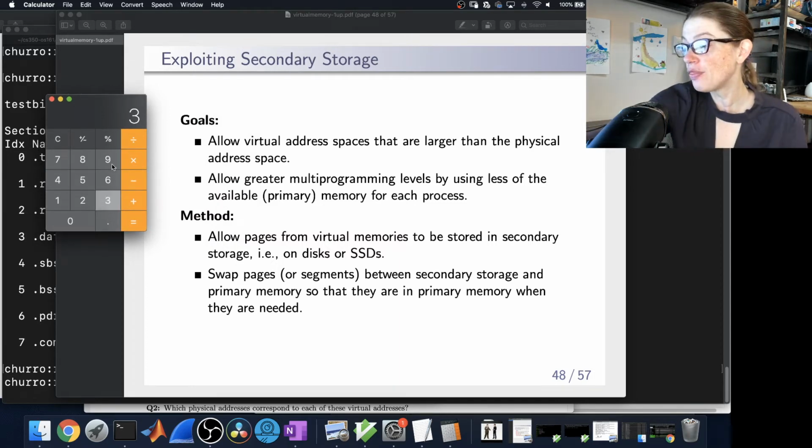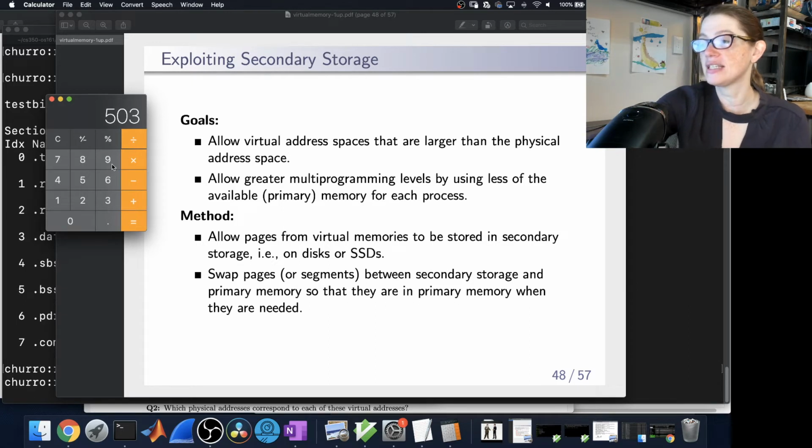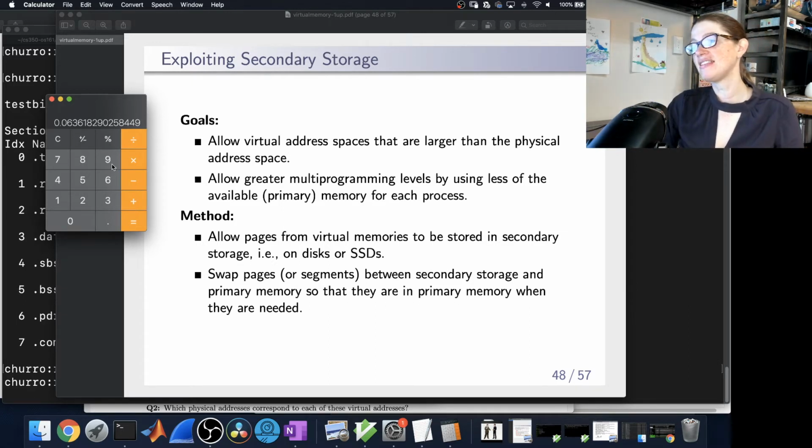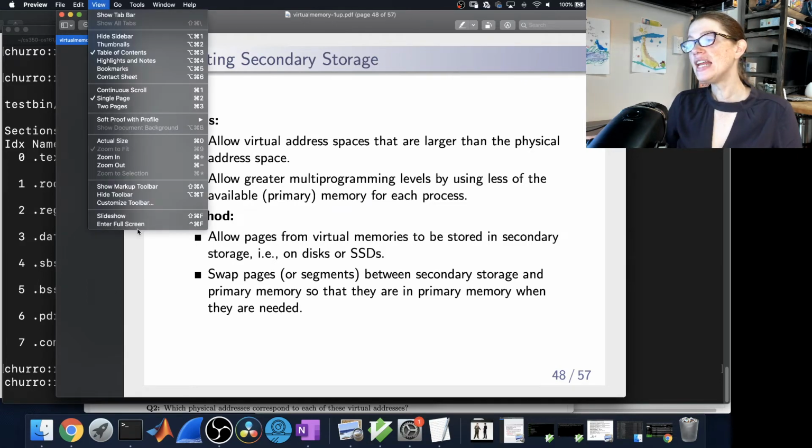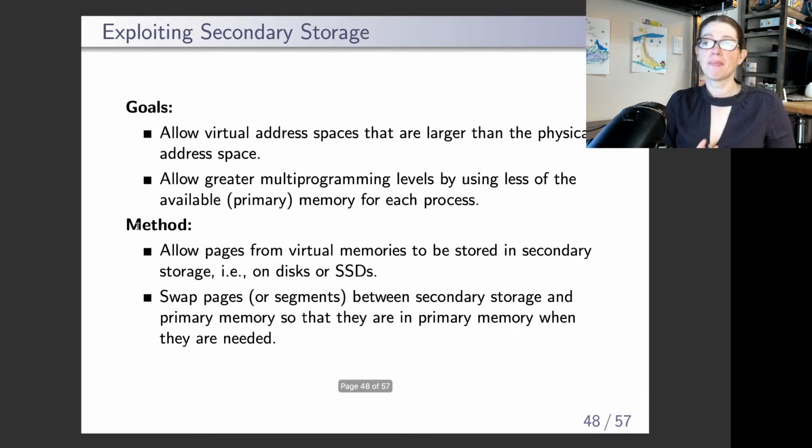Okay, so we've got 32 gigs, and let's divide that by my 503 processes. That means that each of my processes can use 0.06 gigs of memory. That's not a lot, really. That's not much at all, especially if you're using programs like MATLAB, which has a huge memory footprint.